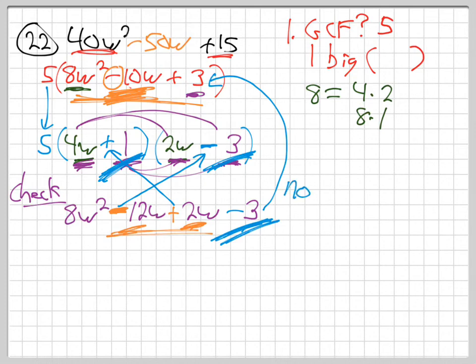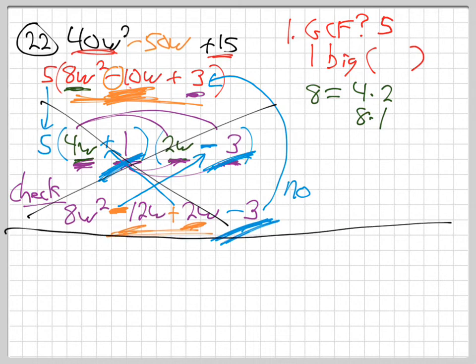No. It's supposed to be plus 3. That's not right. Cross it out. It did not check out. Well, then what? You got to try the other option. Remember this, how we put 1 here and 3 there? They go the other way. 3 has to be here and 1 has to be there.